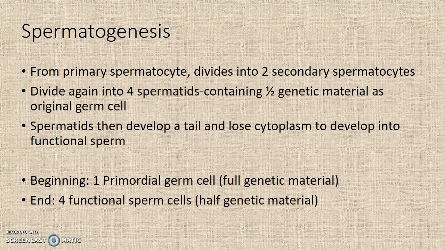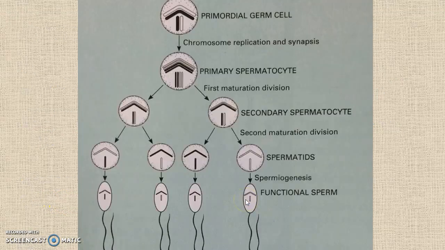The spermatids then develop a tail and lose their cytoplasm to develop into functional sperm. Before they're fully developed and mature, they're called spermatids. So the main idea here is that the beginning is one primordial germ cell with full genetic material, and it ends with four functional sperm cells with half the genetic material.